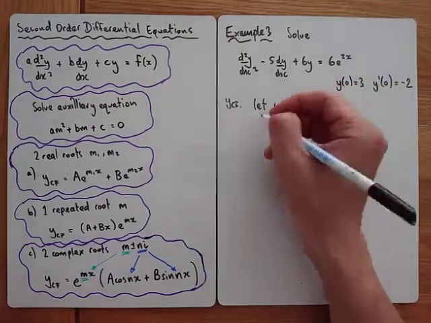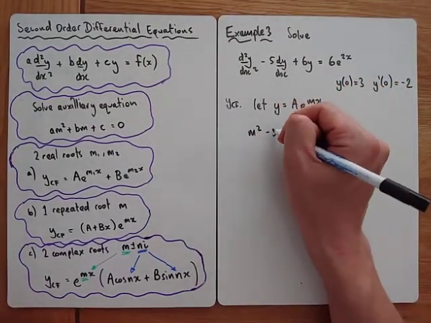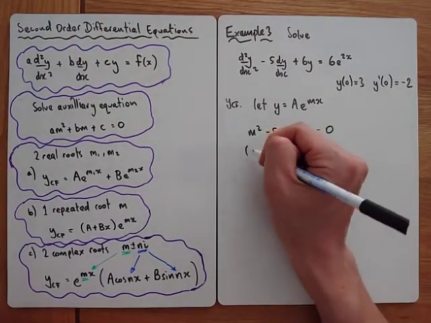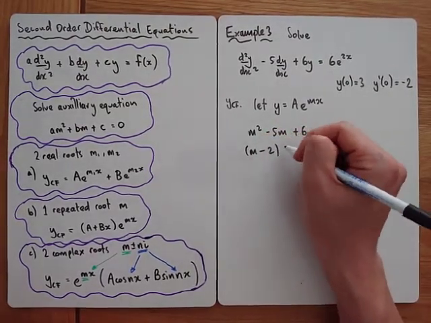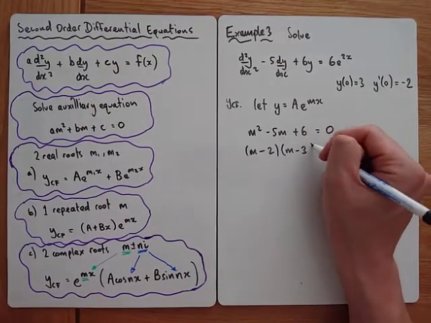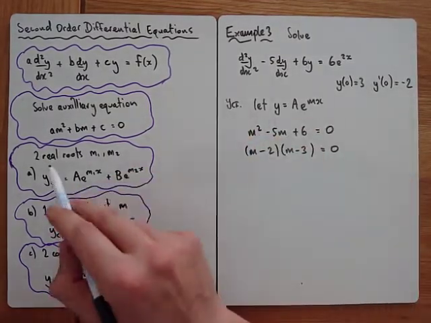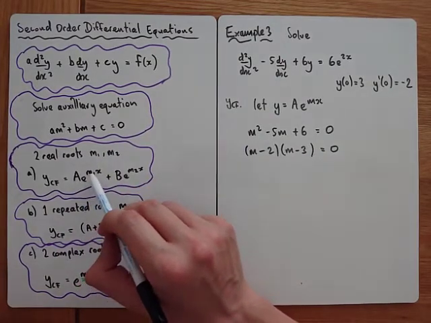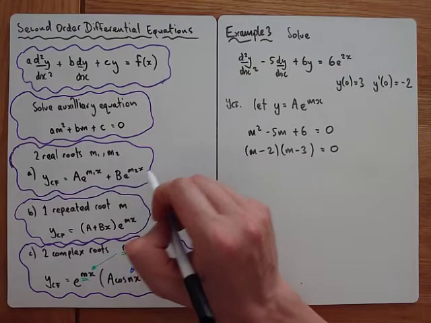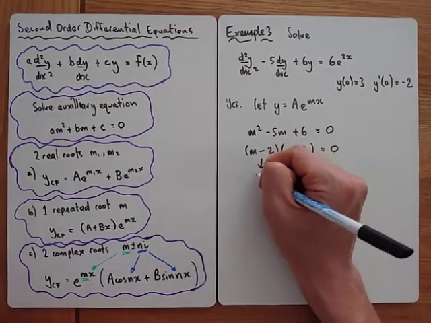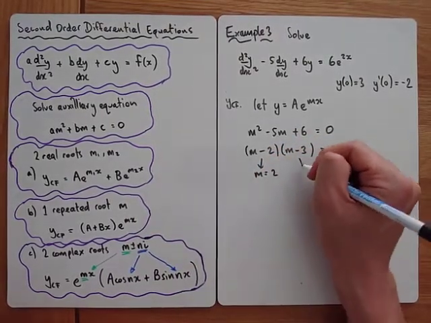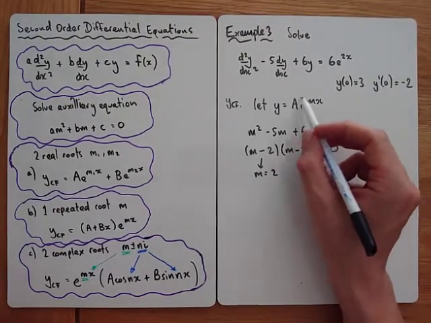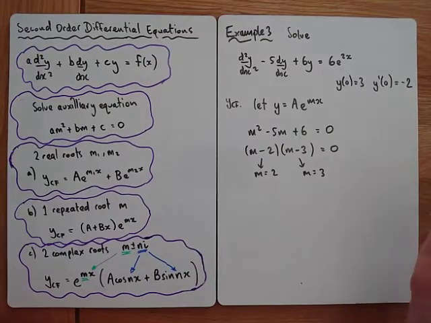That would give us m squared minus 5m plus 6, which factorizes, and we get two real roots. For two distinct real roots, it would be some e to the 2x and some e to the 3x. m equals 2, and m equals 3. Remember, we're just finding the coefficients for the exponential parts of our solution.